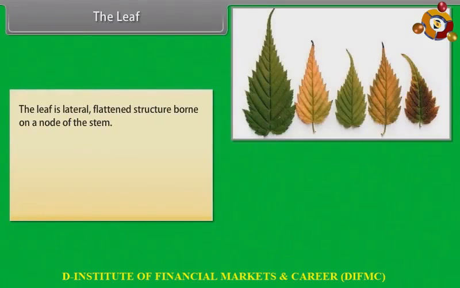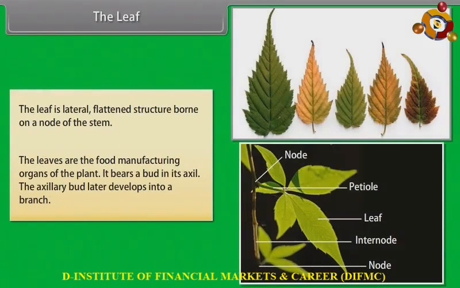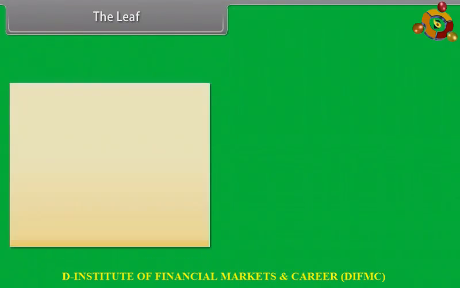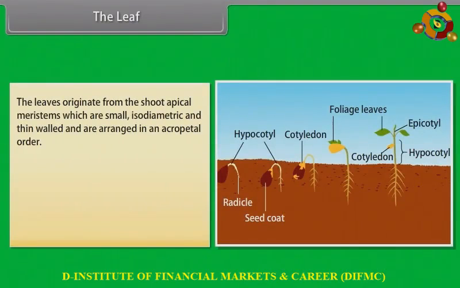The leaf. The leaf is a lateral, flattened structure borne on a node of the stem. The leaves are the food manufacturing organs of the plant. It bears a bud in its axil. The axillary bud later develops into a branch. The leaves originate from the shoot apical meristems, which are small, isodiametric, and thin-walled, and are arranged in an acropetal order.